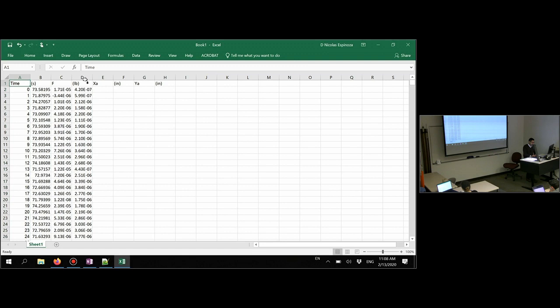So let me fix the header here. Actually, I like to put units in a different row. So this is seconds. Here this is fourths. This is pounds. This is XA, and XA is going to be the axial displacement, and YA is going to be the radial displacement.